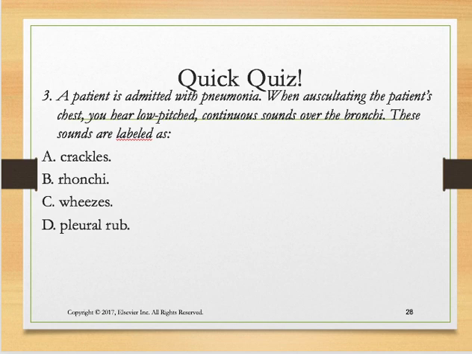Okay. Someone is admitted with pneumonia. When auscultating the patient, you hear low-pitched continuous sounds over the bronchi. These sounds are labeled as rhonchi. Okay, rhonchi are loud, low-pitched rumbling sounds heard on, you guys know what the bronchi are. Those are the big tubes. Okay, crackles are going to be down more in the alveoli. The bronchi are what you hear in the big tubes that separate between the two.